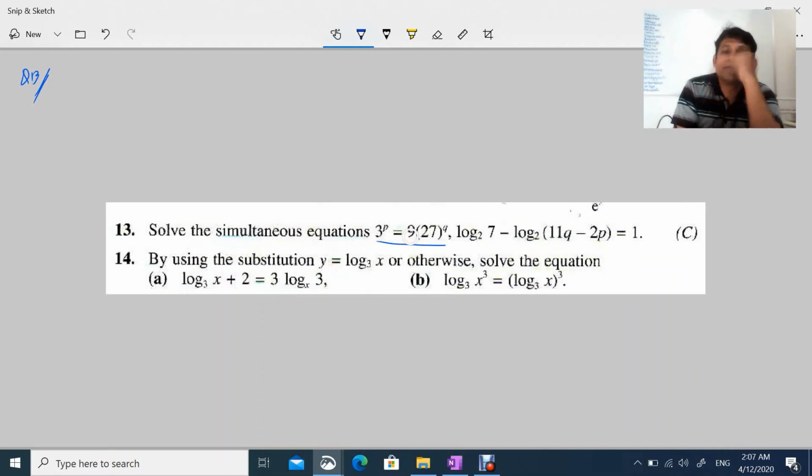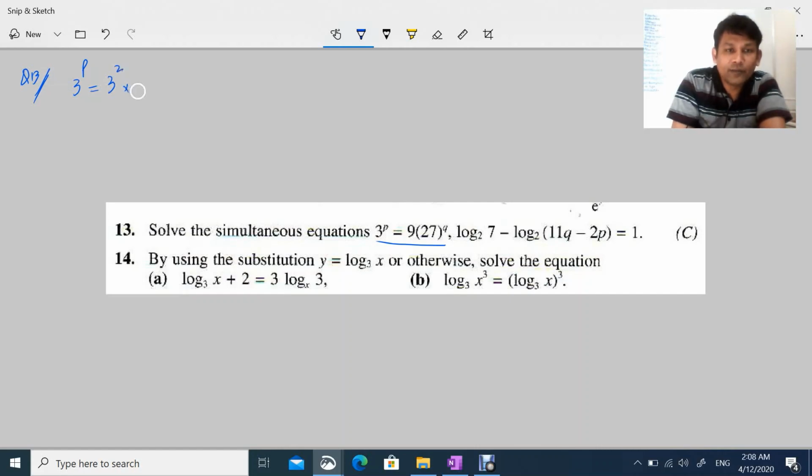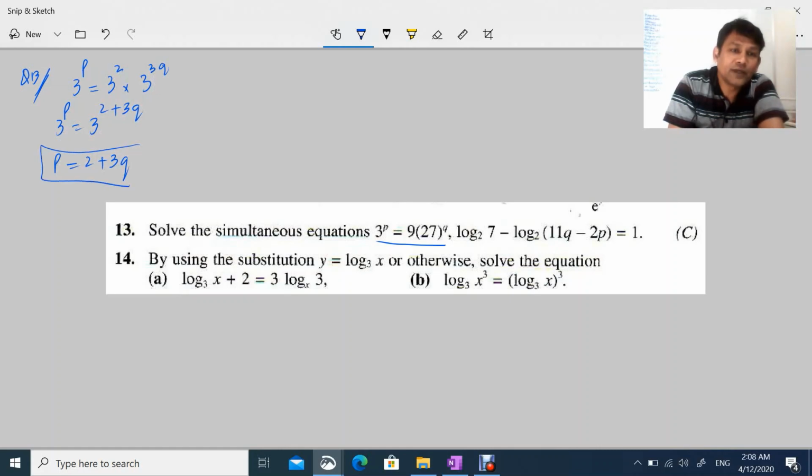In this part, 3 power p, 9 we can make base 3, and 27 we can make a power of 3. So 3 power p, 9 will become 3 squared, and 27 will become 3 cubed. Bases are the same, so the powers will be added: 3 power 2 plus 3 cube. Finally, when we have the same base, we get the equation p is equal to 2 plus 3 cube. This is your first equation.